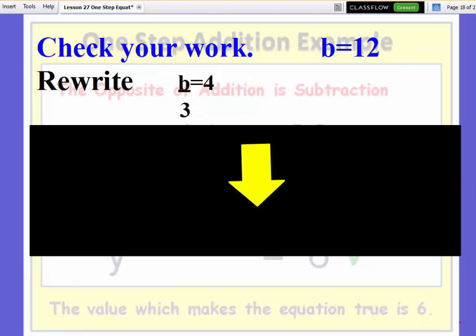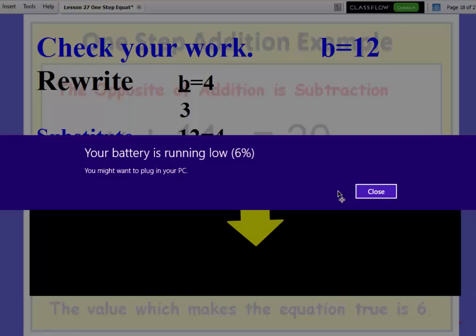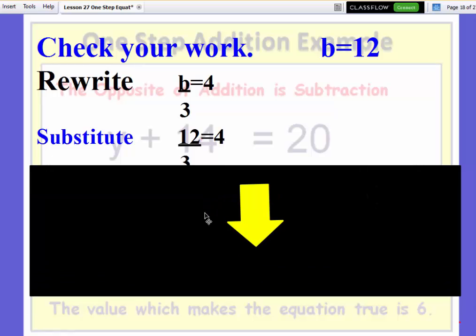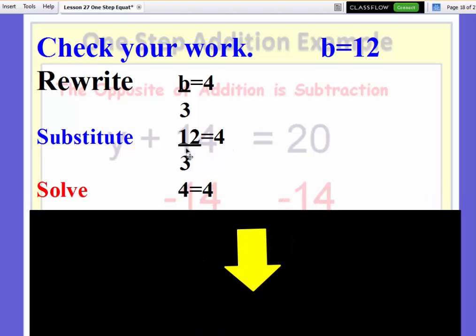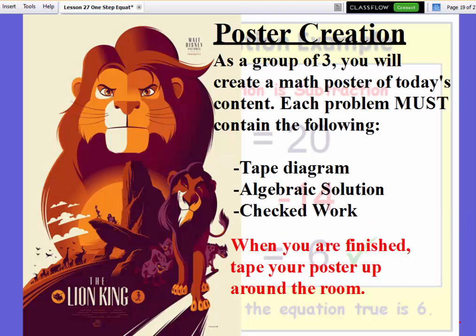So my last step for check my work is I know b equals 12 for my tape diagram and by solving it algebraically. So I'm going to rewrite my work, substitute in 12 divided by 3 equals 4, and then I solve. 12 divided by 3, that is 4. 4 does equal 4.